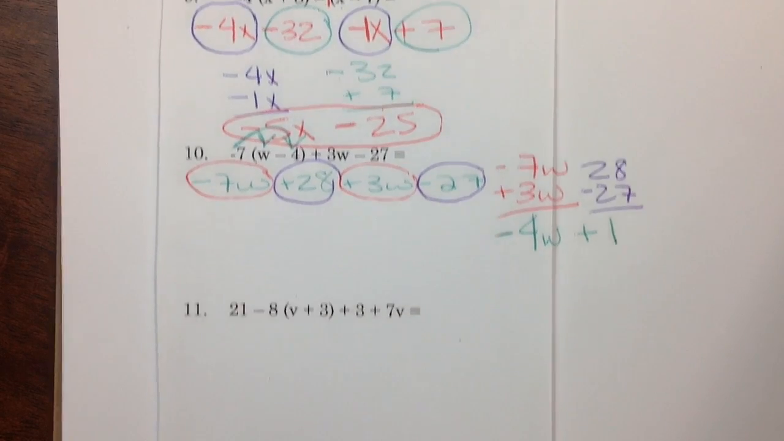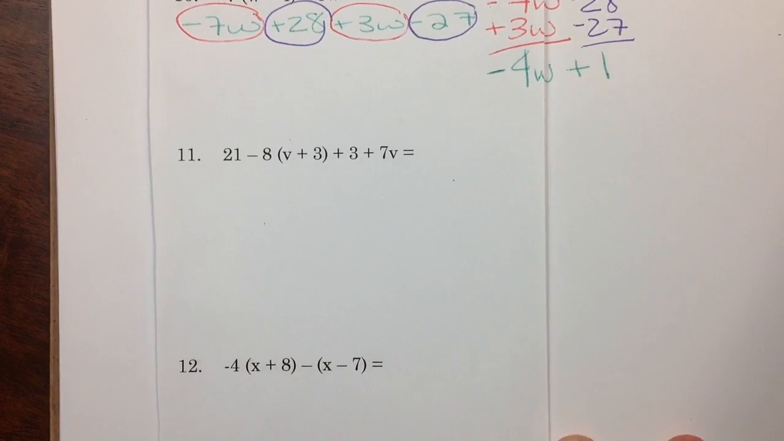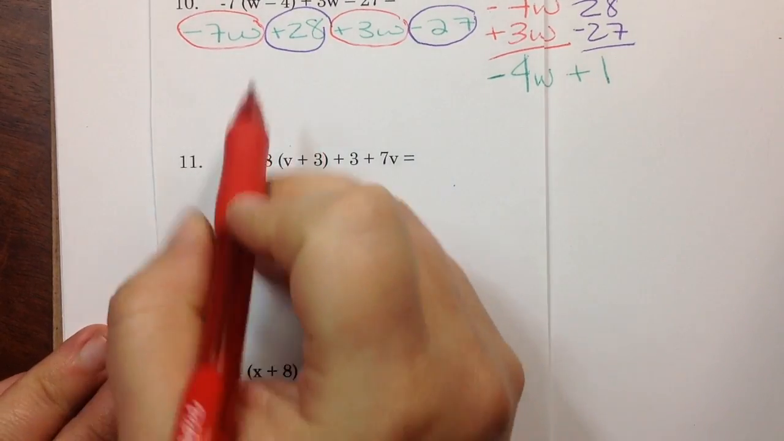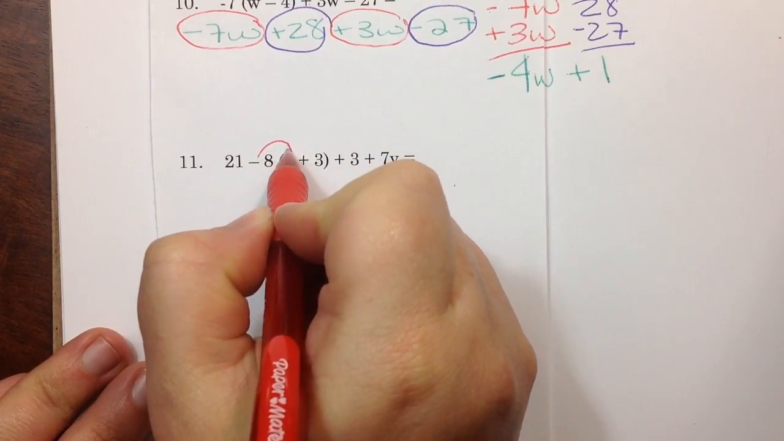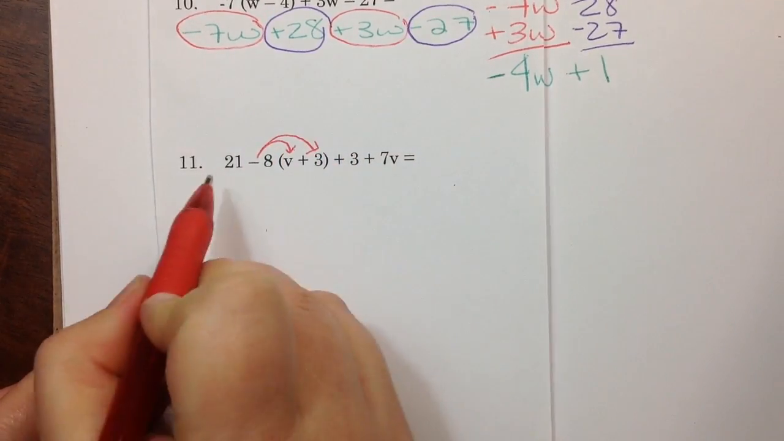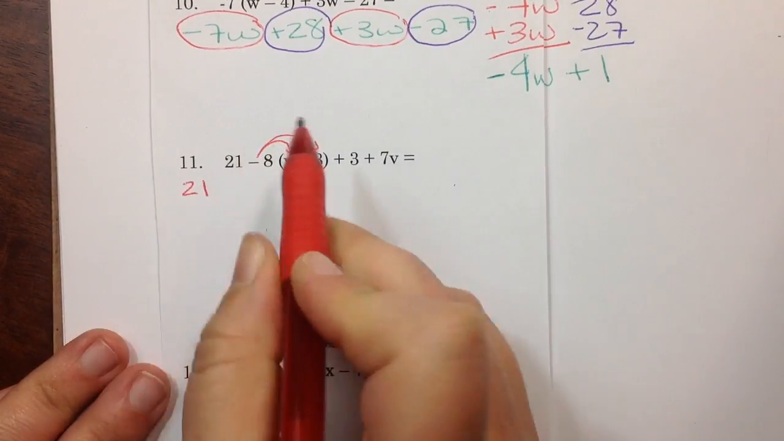Okay? Let's look at 11. 11's getting a little bit harder. Okay? Not super hard, but it is getting harder. So again, we're going to distribute. So we're going to distribute the negative 8 to the v and the negative 8 to the 3. 21 would come straight down.